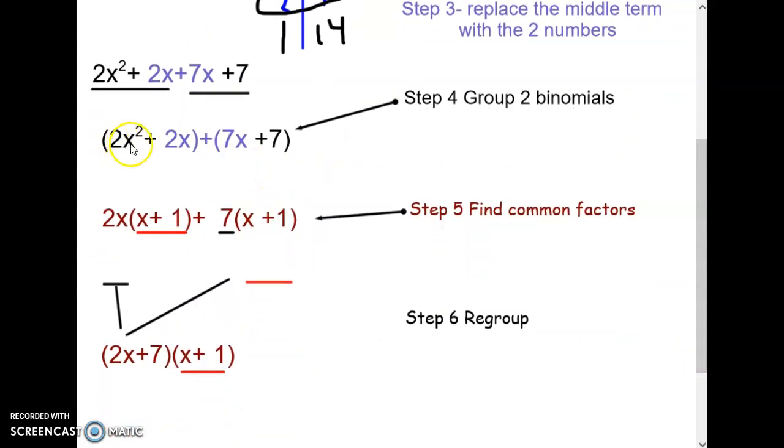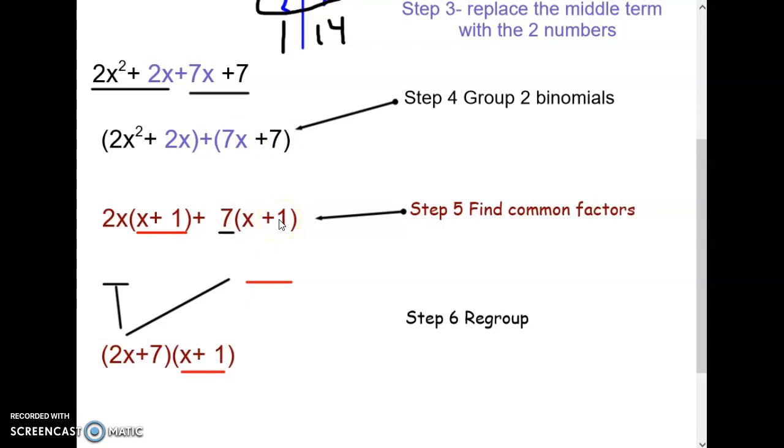If I look at 2x squared plus 2x, I can see that I can factor out a 2, and I can also factor out an x. So if I put the 2x on the outside, I ask myself, what do I multiply 2x by to get 2x squared? Well, x. So the x goes there. And then 2x times what gives me 2x? Well, 1. So I just factored out a 2x from this binomial, and now I have 2x, parentheses, x plus 1. We do the same for this one. I can factor out a 7, since there's a common number right there. So I factored out the 7, and I'm left with x plus 1.